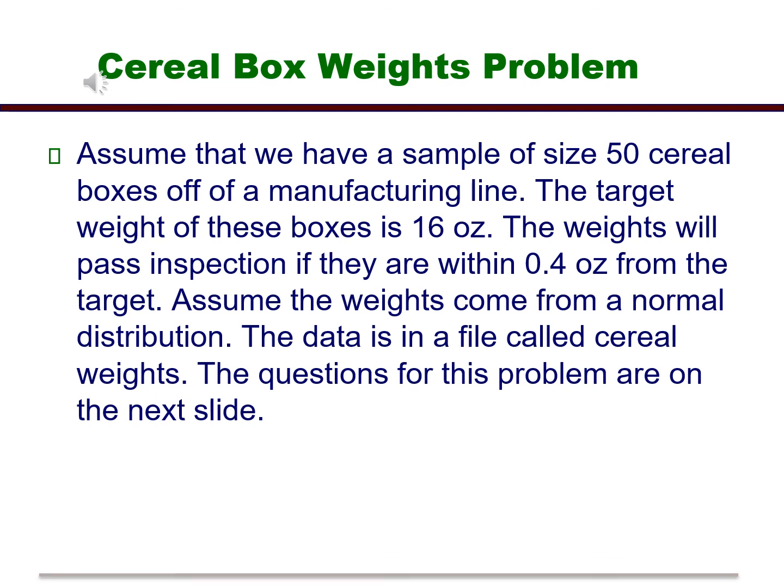Now let's look at a more real-world example. Assume that we have a sample of size 50 cereal boxes off of a manufacturing line. The target weight of these boxes is 16 ounces. The weights will pass inspection if they are within 0.4 ounces from the target. Assume the weights come from a normal distribution.